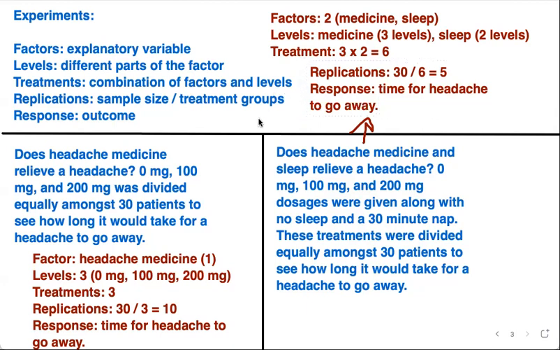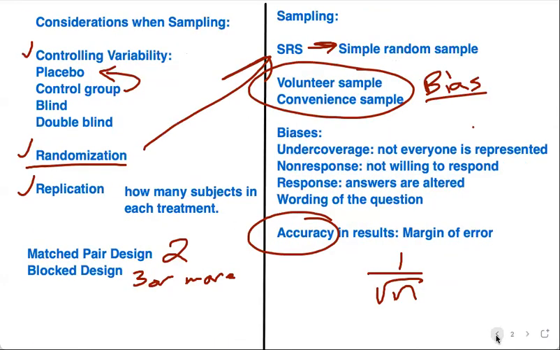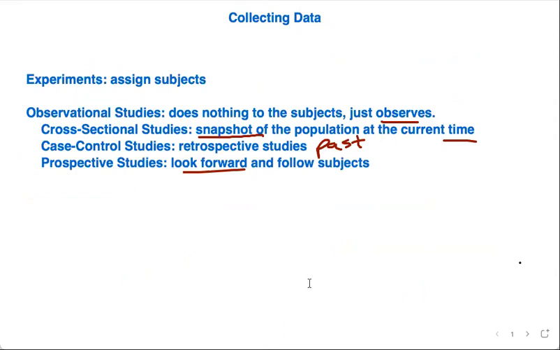So between identifying the different factors, levels, treatments, replications, responses, knowing the different types of ways to have biases in samples, the considerations with sampling, and then initially, experiments and observational studies, it is a lot of definitions that you need to know examples of.